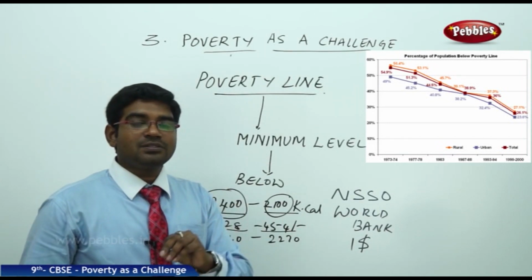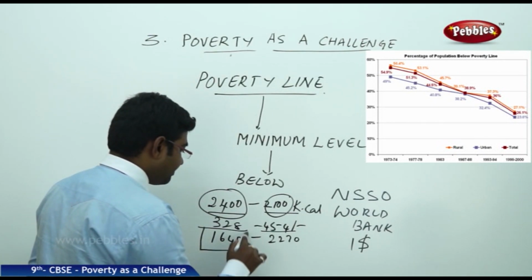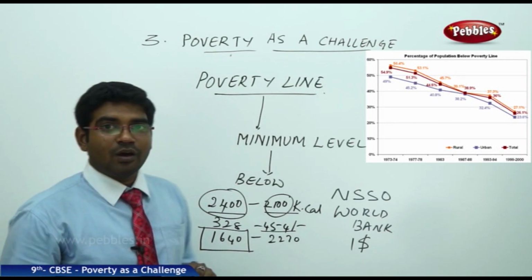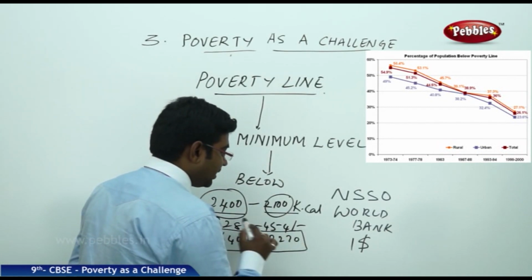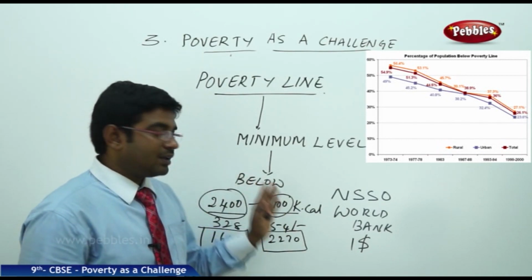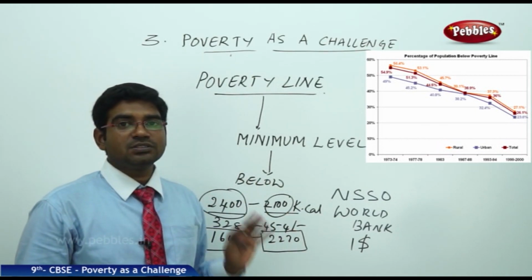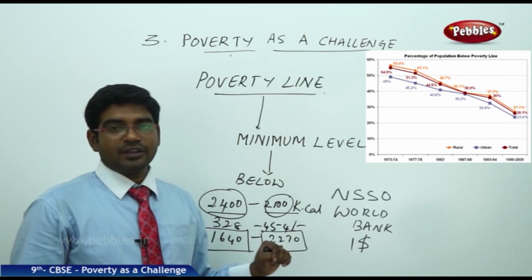If they have 5 members in the family, in the rural areas they require 1640 rupees, while in the urban areas they require 2270 rupees. These are all estimates and calculations done by the National Sample Survey Organization of India.